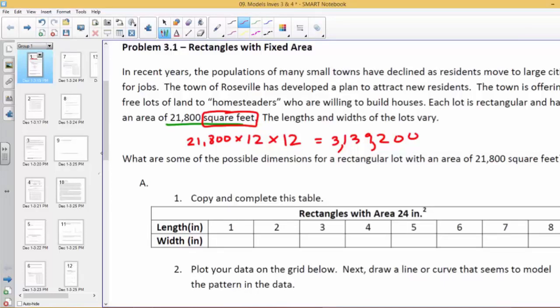So the two numbers need to multiply to give you that number. So if you have a length of 1 inch, your width would have to be 3,139,200. If your length is 2 inches, you would have to do the whole 3 million divided by the 2, and you would get 1,569,600.